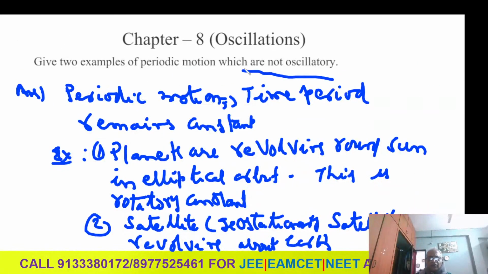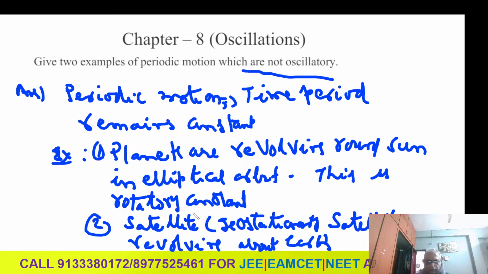Now, the oscillations chapter. What is periodic motion? Periodic motion means the time period should remain constant. What is time period? It is the time taken to complete one rotation or one oscillation. Examples: planets revolving around the sun in elliptical orbits. This is rotatory motion. Sorry, I wrote constant.